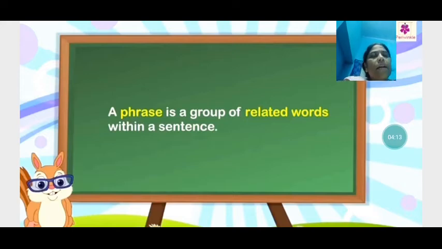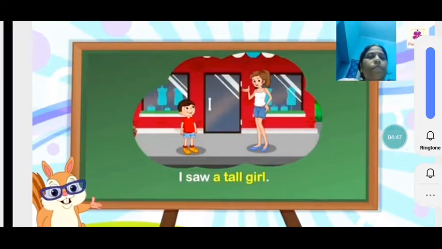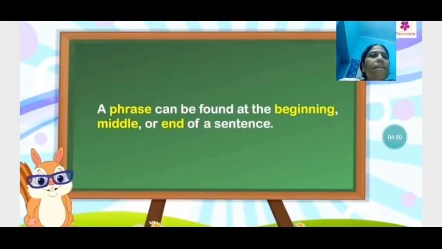Now we will do the phrase. That means we'll complete the sentences with the phrase. For that we have to understand what a phrase is. A phrase is a group of related words within a sentence. For example, I saw a tall girl. When you read I saw a tall girl, that is a complete sentence, children. But when we read only a tall girl, that is a phrase.